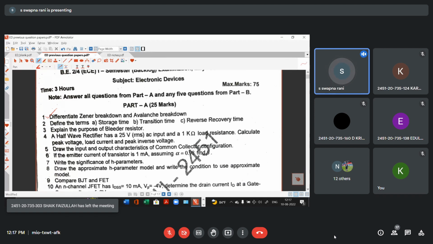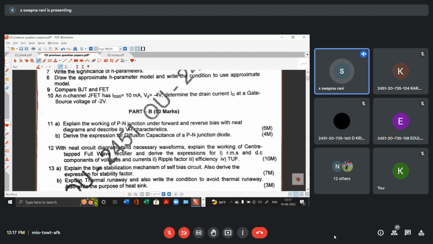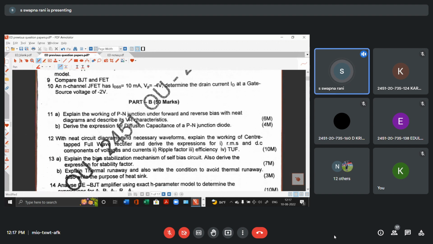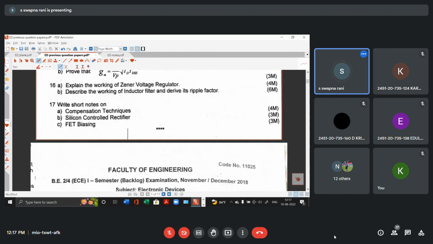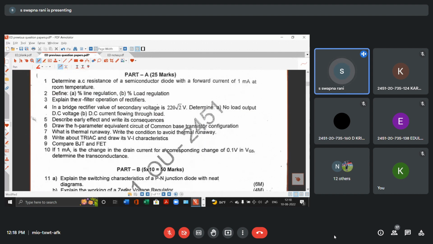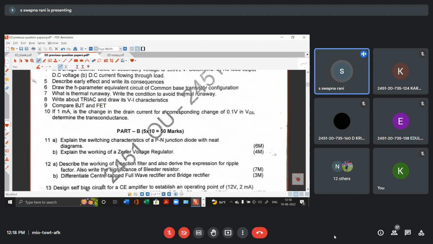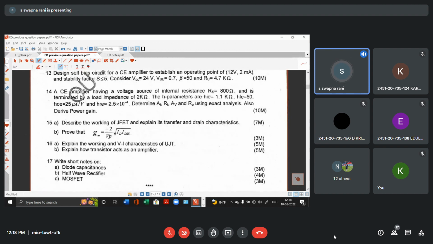And if you observe the second one, storage time, transition time, recovery time. So the second one is about the switching characteristics of the normal diode. These are the two we can see from the short answers. And if you see, explain the PN junction characteristics and diffusion capacitance. And in the second, if you see the AC resistance, it means the resistance of the diode. And if we observe in the long answer, switching characteristics and Zener diode as a voltage regulator.